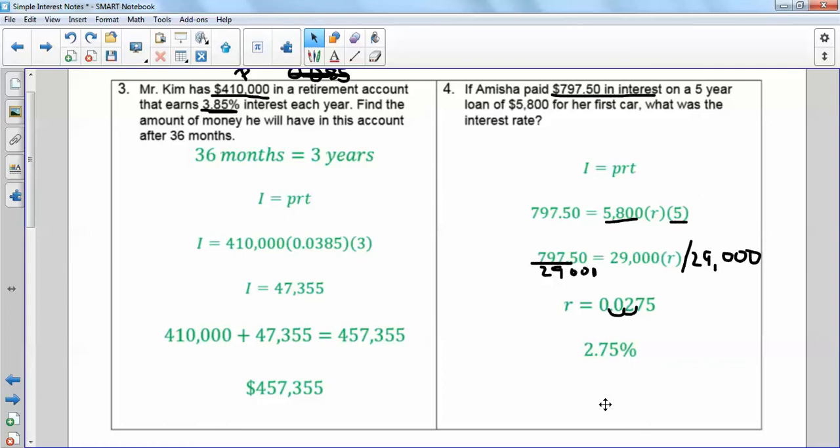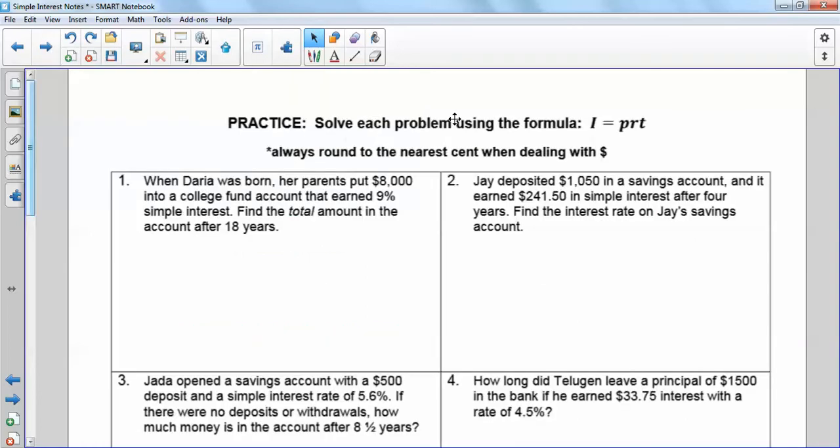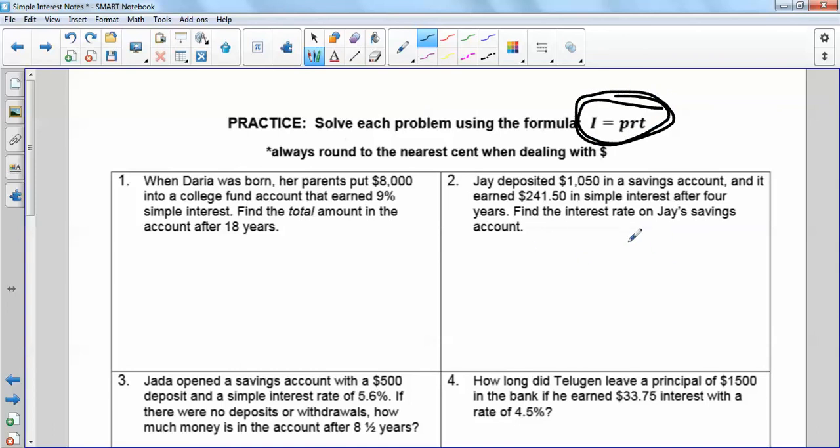Okay. There's plenty for you to try on the back, and you're always going to use this formula. I would recommend writing it first. Sometimes you're finding interest, sometimes you're finding the total amount, so you have to add. If it ever says what's the amount of money in someone's account, that means total, so you're still going to have to add. Sometimes they're going to ask you to find missing pieces, like they'll give you the interest and you have to find one of these, like P or R or T. Make sure that you're filling in the pieces that you have and solving for the ones that you don't have. And please remember, always round to the nearest cent when dealing with money.